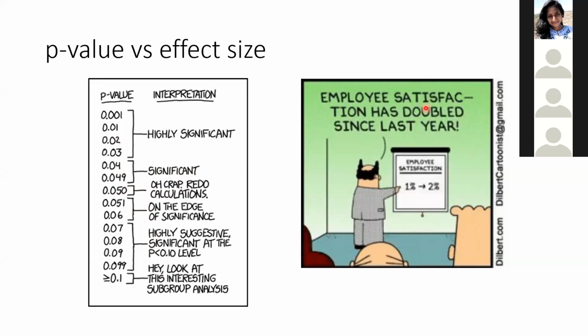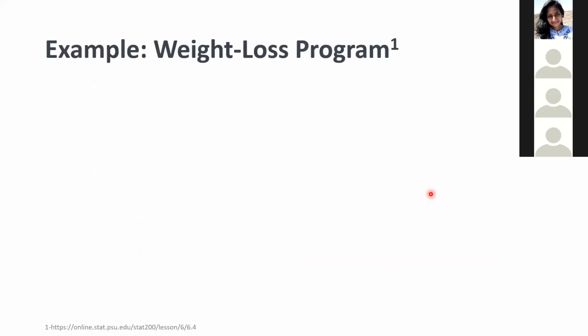So this is an example of the effect size. So this person is saying the employee satisfaction has doubled since last year, right? So it sounds good, right? Employee satisfaction has doubled since last year. But actually what happened was it increased from 1% to 2%. So even though it's statistically significant, the practical significance is very less, right? That is what I'm saying.